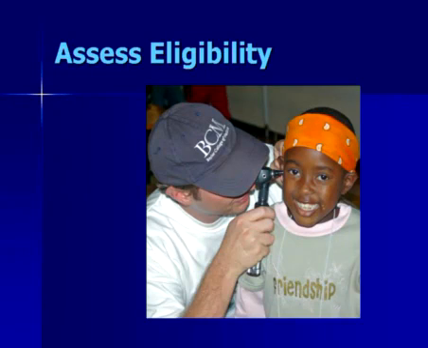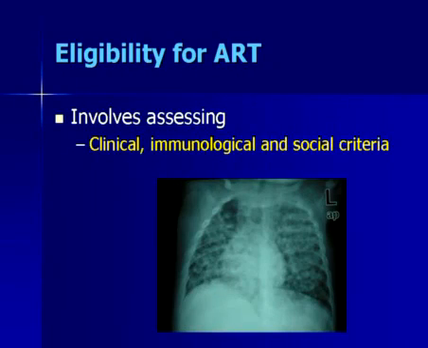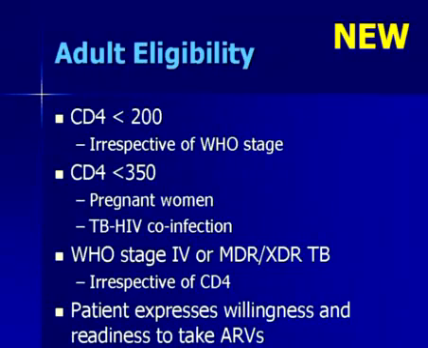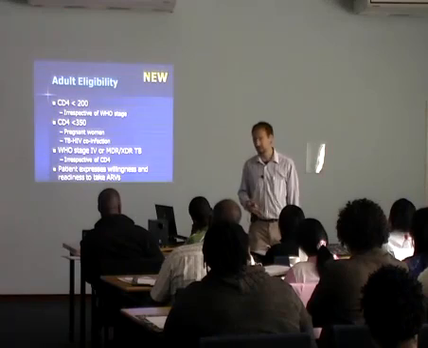So how do you assess eligibility? How do you know whether somebody's eligible? Well, the same way as for children, you must assess them clinically, immunologically, and socially. So with the new guidelines for adults, not a whole lot has changed, but a few specific groups now have increased eligibility for ARVs. So anyone with CD4 less than 200, irrespective of WHO stage, they could be perfectly healthy, they could be running marathons, they could be an Olympic bodybuilder, it doesn't matter. If their CD4 is under 200, they should start ARVs.